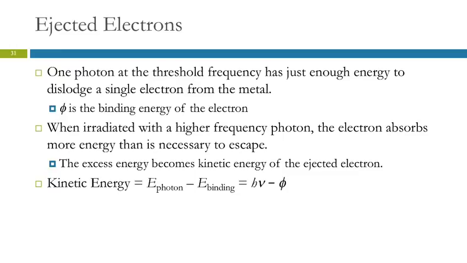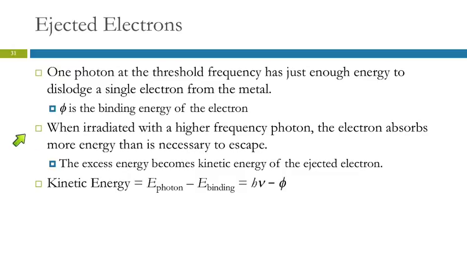Understanding light as a particle explains the photoelectric effect. So at that threshold frequency, one photon has just enough energy to kick an electron out. Psi is the binding energy of the electron. It's a circle with a line through it. That's a Greek letter.